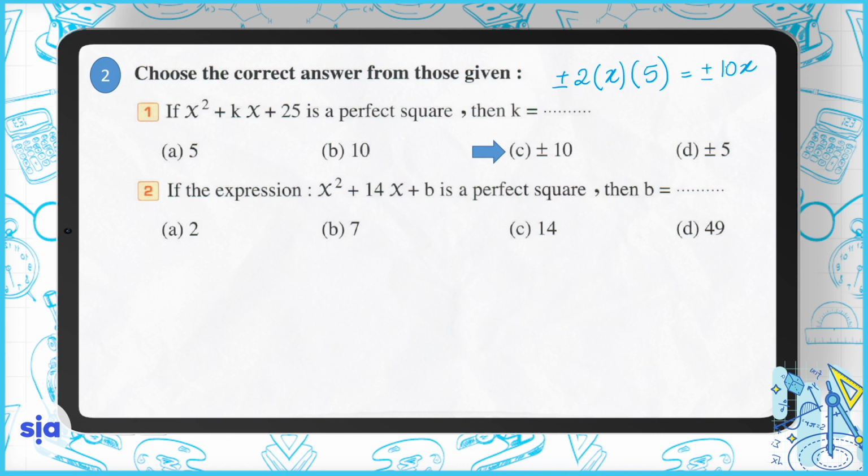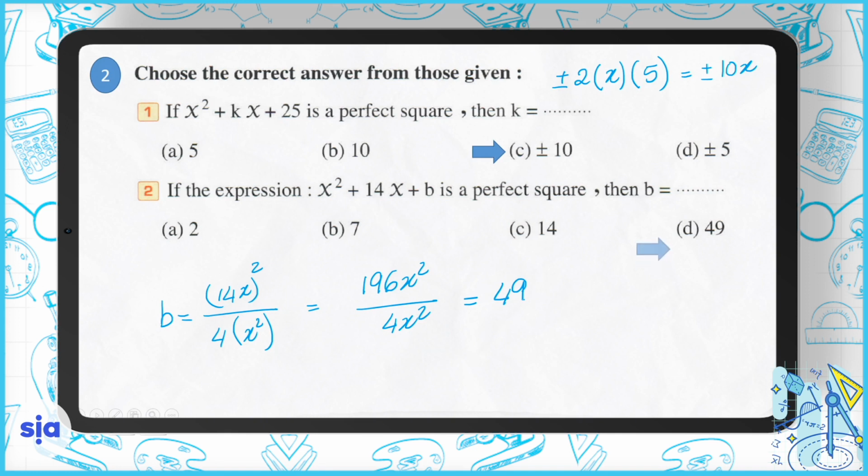For question 2, if the expression x squared plus 14x plus b is a perfect square, how can we find b? b is the third term. To find it, it is the middle term all squared divided by 4 times the first term. So 14x all squared is 196x squared divided by 4x squared. The result, which is the value of b, is 49. So here the answer is choice D.